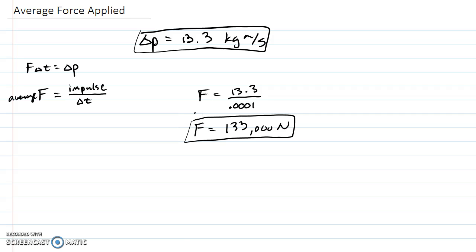So one thing to note here, in this formula, if time gets really, really small, then the average force is going to get really, really big. And likewise, if the impulse changes really, really slowly, it's going to take less force to do that. And so there's this trade-off. If you're moving the same object with the same impulse, the greater the time is, the lower the force, but the smaller the time, the greater the force.